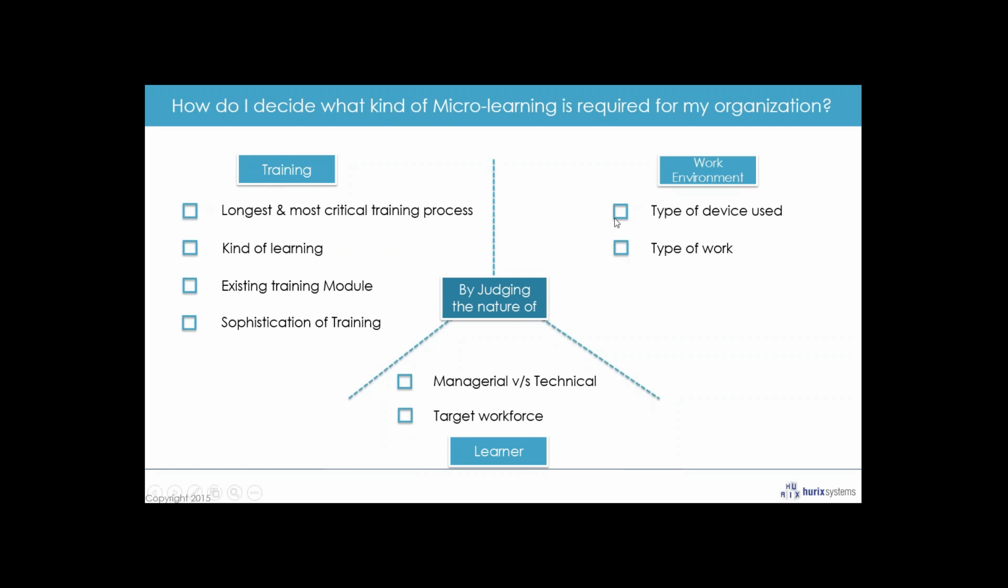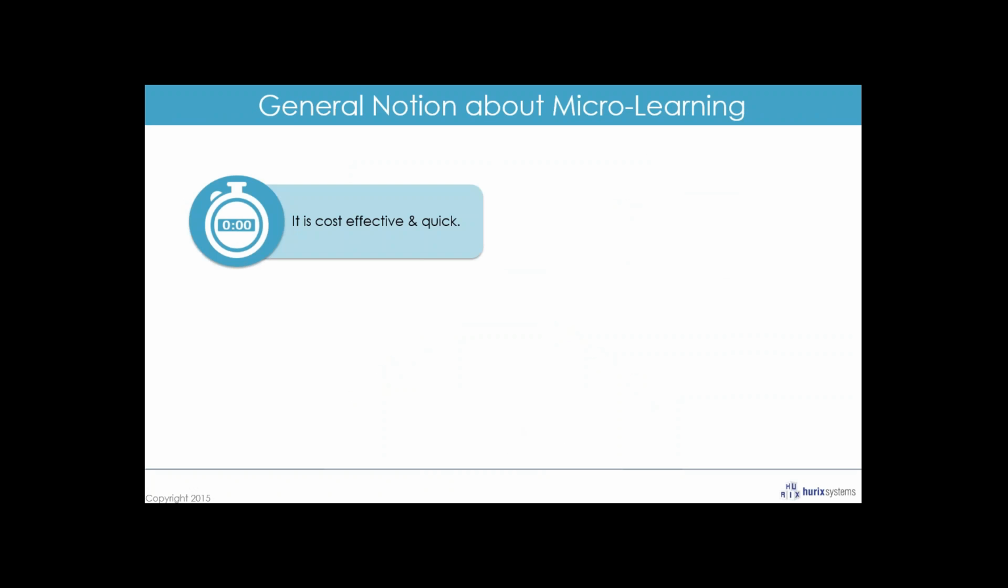So these are the three areas where you can think of the type of training you are about to deliver: what is your working environment, and who is your audience. Once you do a profiling of these three, this helps you judge the nature of the microlearning. You need to do an animation, a nugget, or a video. That will help you decide that.